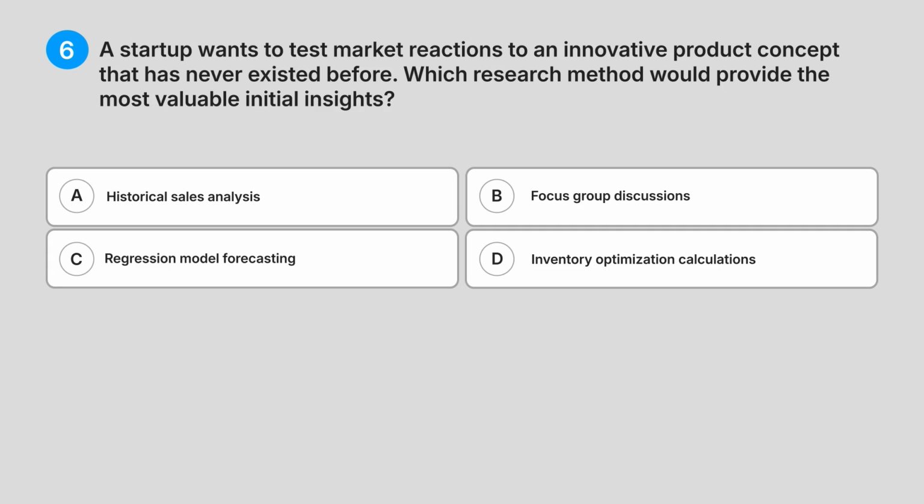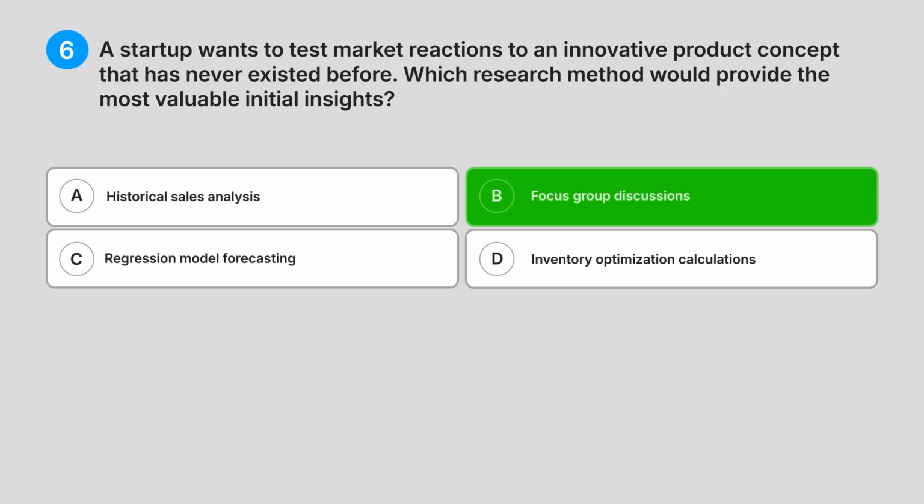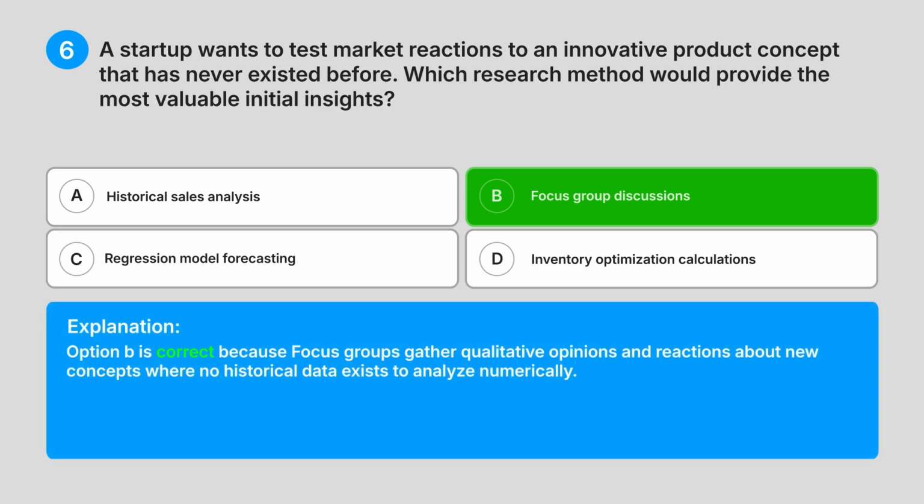Correct answer. B. Focus group discussions. Explanation. Option B is correct because focus groups gather qualitative opinions and reactions about new concepts when no historical data exists to analyze numerically.